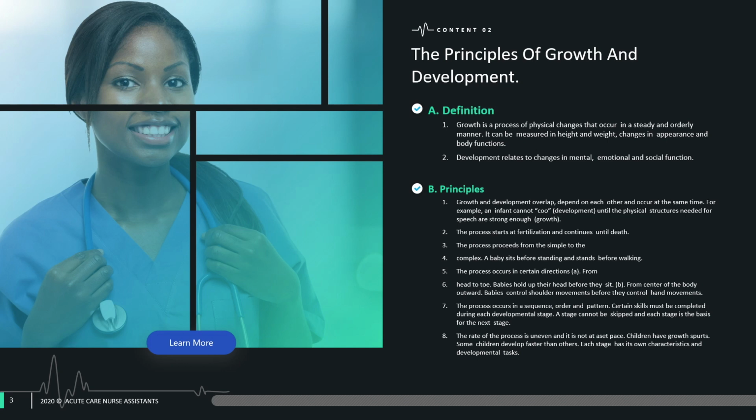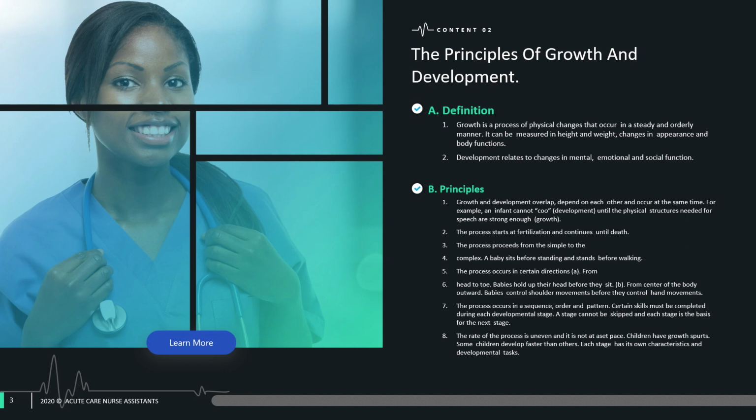The process proceeds from the simple to the complex. A baby sits before standing and stands before walking. The process occurs in certain directions. A. From head to toe. Babies hold up their head before they sit. B. From the center of the body outwards. Babies control shoulder movements before they control hand movements.